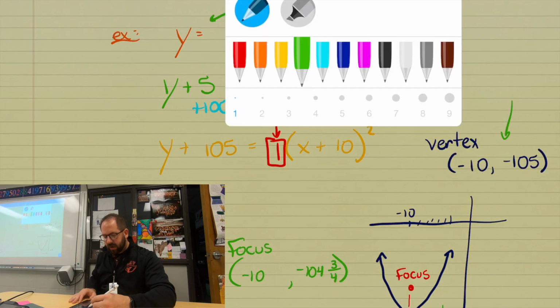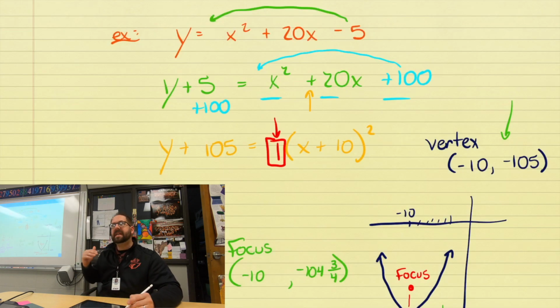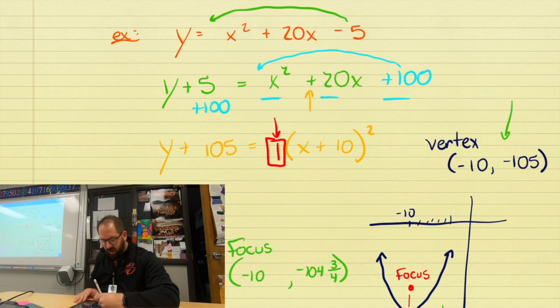Now for the directrix, you'd go 1/4 down, right? Instead of going up to find the focus, you go down to find the directrix. The directrix is not a coordinate, so don't tell me it's at -10, -105 and a fourth. It's just whatever the y number you'd hit. So for the directrix, you'd write it as an equation of a line. For a directrix, it's y equals whatever y number you'd hit. Well, I'd hit -105 and 1/4 if I went 1/4 down.